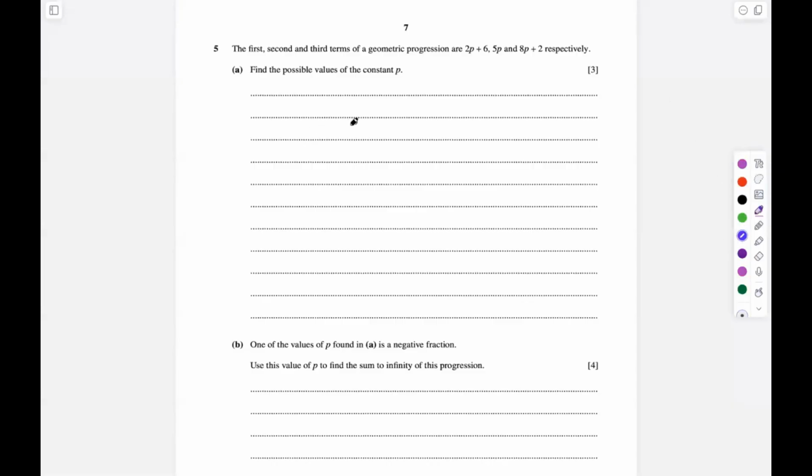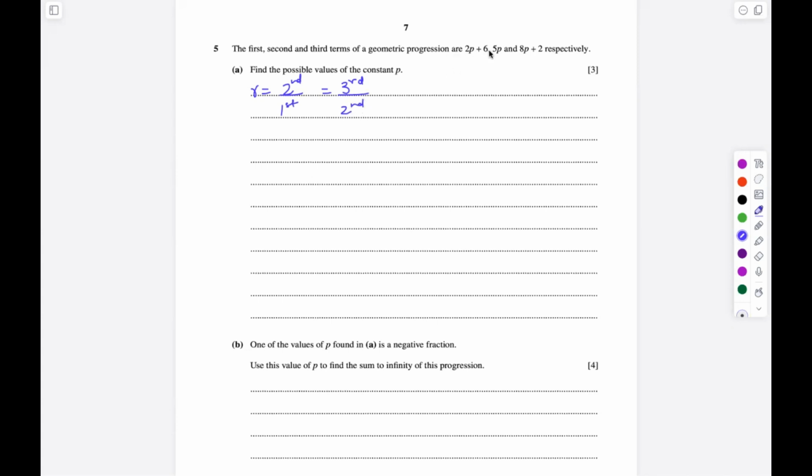In question 5, the first, second, and third terms of a geometric progression are 2p plus 6, 5p, and 8p plus 2 respectively. In part A, we have to find the possible values of the constant p. Now, when it is a geometric progression, the common ratio is given by dividing two consecutive terms. So we can divide the second term by the first term, and that will be equal to if we divide the third term by the second term.